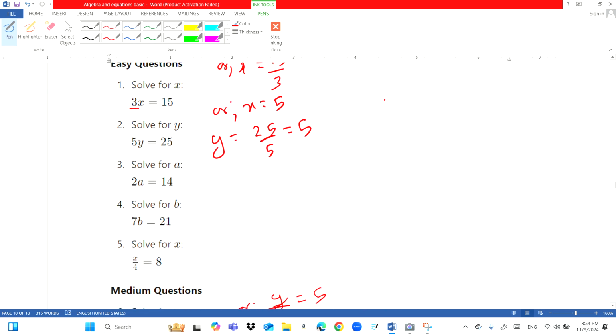Okay, now let's have a recap of our rule. What did we learn today? We learned that if plus goes to the other side, it becomes a minus. A minus going to the other side makes it a plus. A multiply going to the other side makes it a divide, and a divide going to the other side makes it a multiply. This is how equations work.